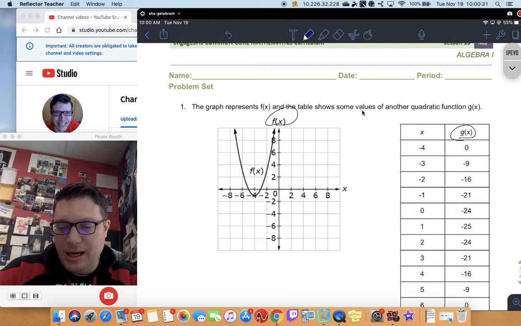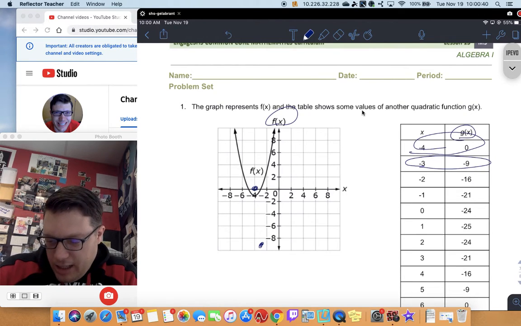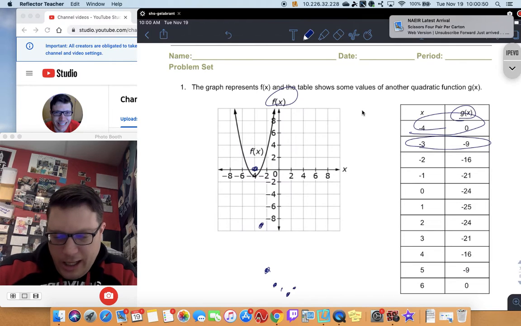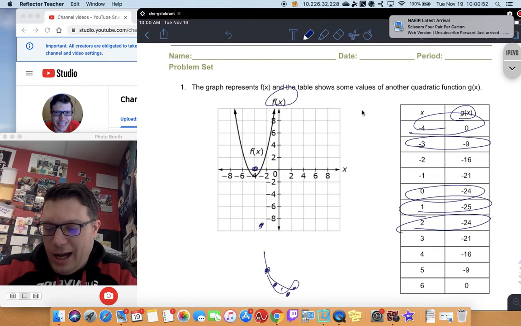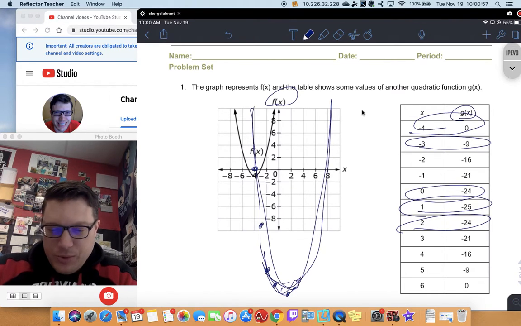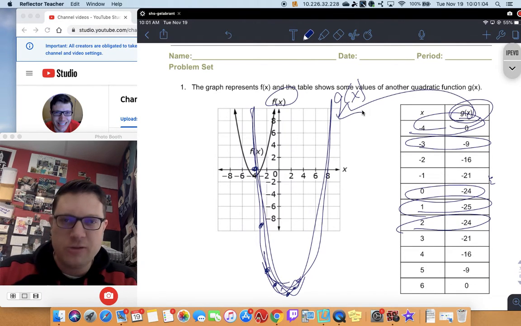So if you say -4 is 0, where does that show up? We should be able to put a point. Boom, there it is. -3, -9, graph that point. -2, -16, -1, -21, 0, -24. I need to scroll up a little bit. As I plot each of these points, I know I had to go off the page, but eventually I wind up with a picture that looks like this. So g of x as a table can also be represented as a graph if you plot the points and try to put some sort of a smooth curve through them.